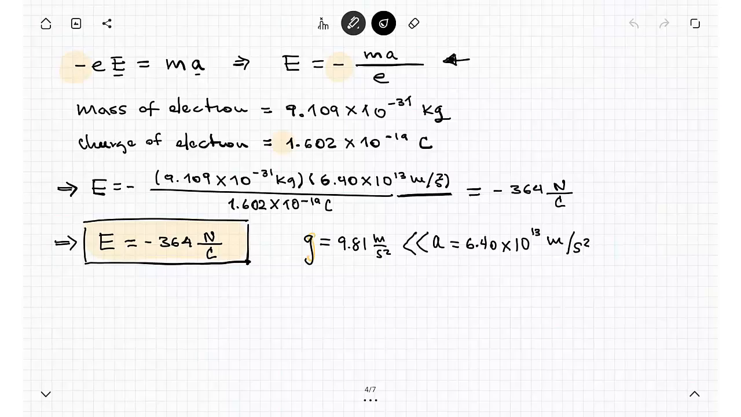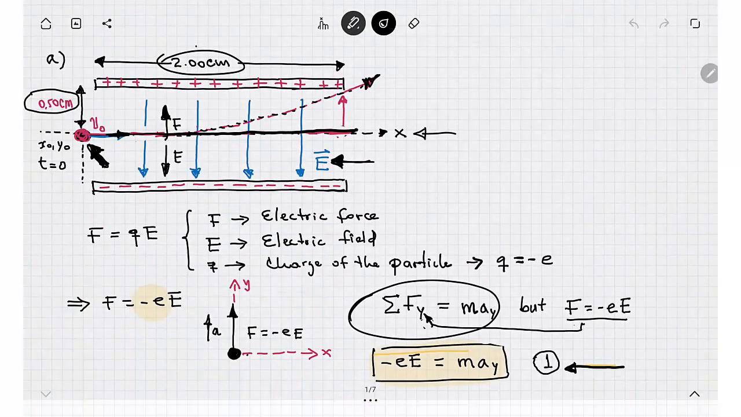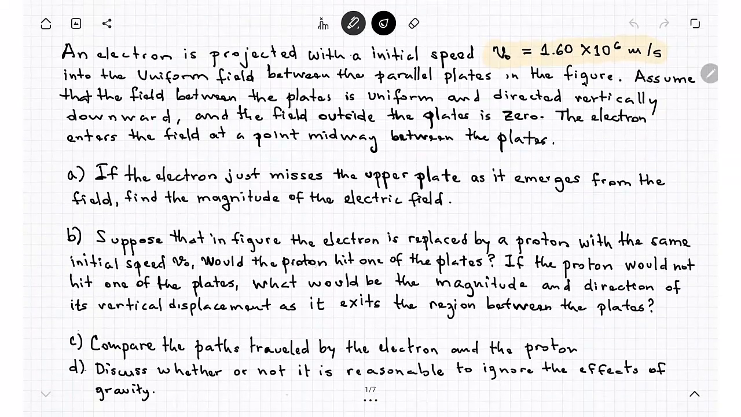So we already answered the questions, but anyways. Let's go to part B of this problem. Suppose that in the figure, the electron is replaced by a proton with the same initial speed v0. Would the proton hit one of the plates? In part B, we don't have an electron, we just replace it with a proton. If the proton would not hit one of the plates, what would be the magnitude and direction of its vertical displacement as it exits the region between the plates?